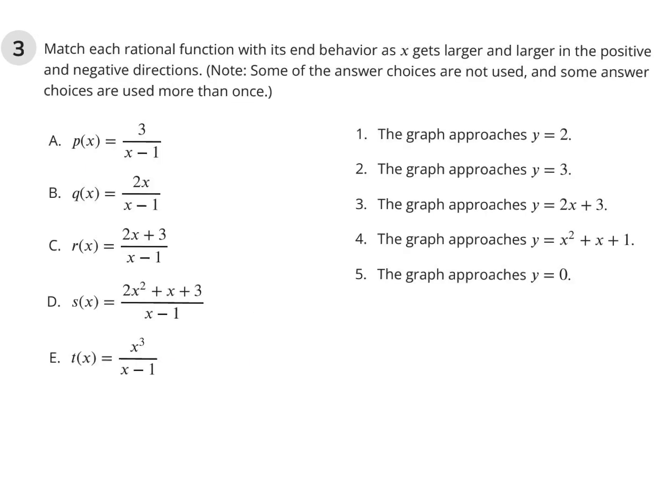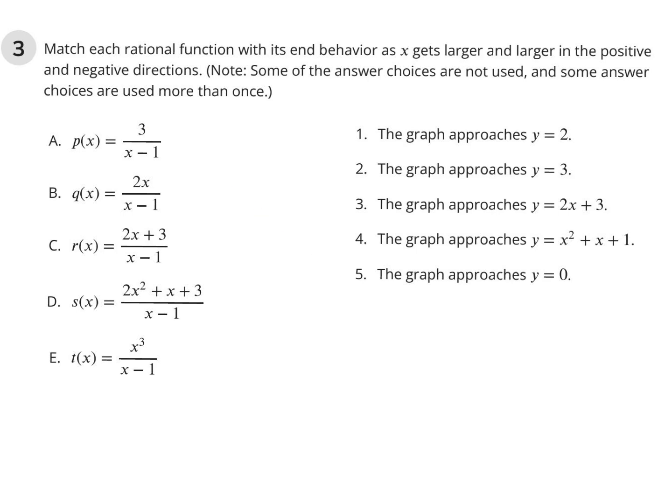Okay, so match each rational function with its end behavior. Let's just start with a, and I'm going to do these on separate pages because I might have to do some polynomial long division here. So a constant. 3 is a constant because it has no variable. So we know that this one goes to 0. So a goes to 5.